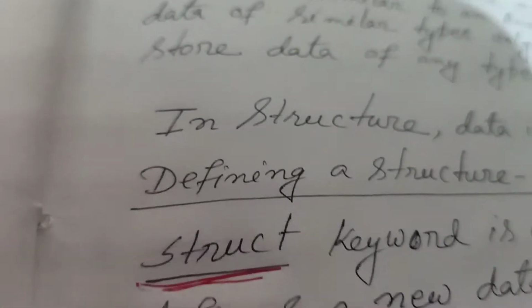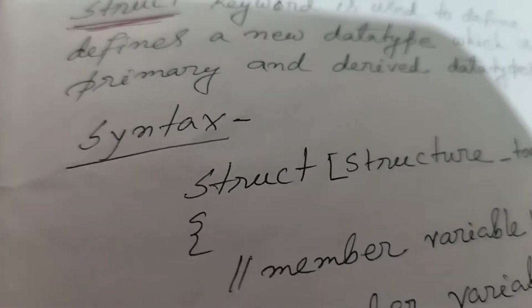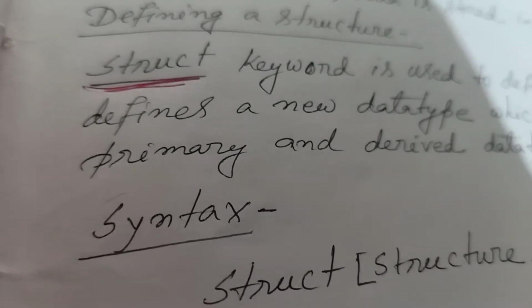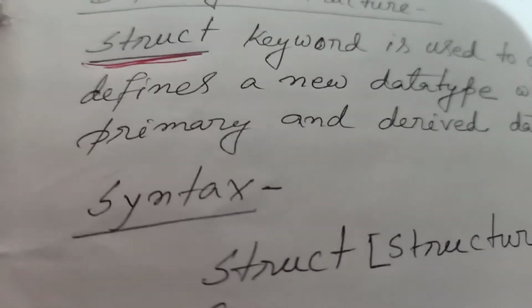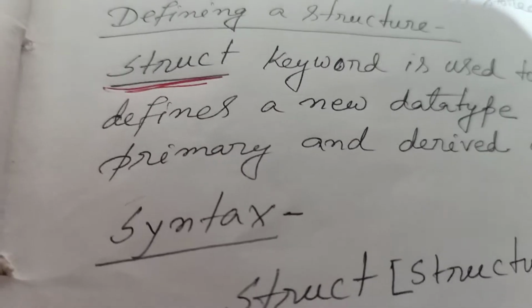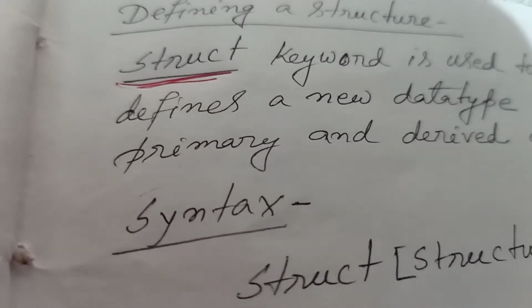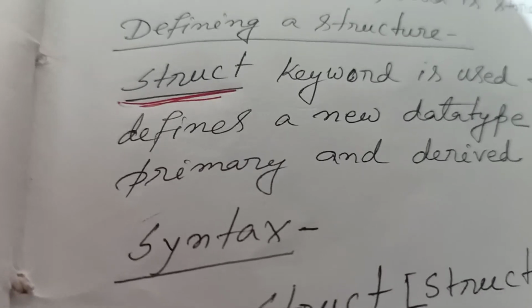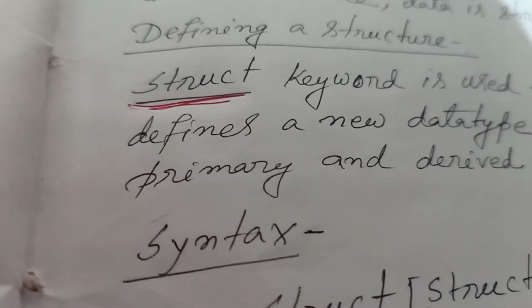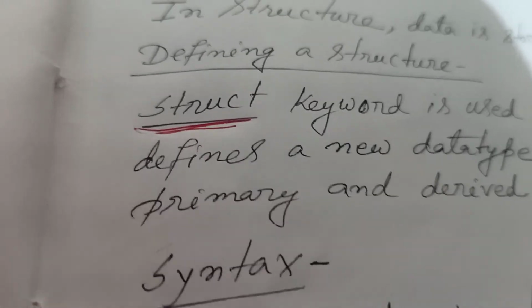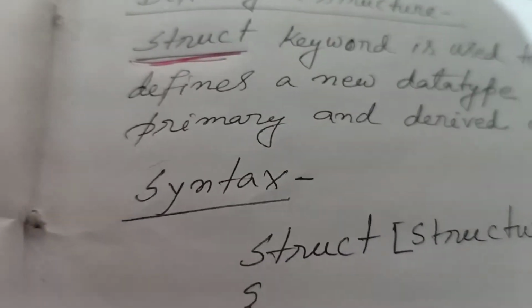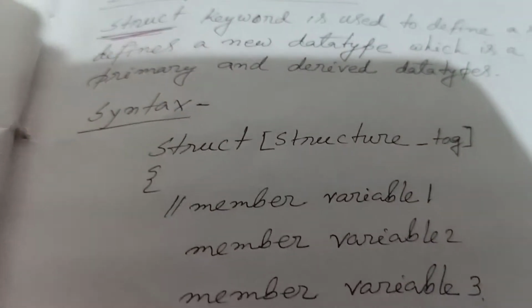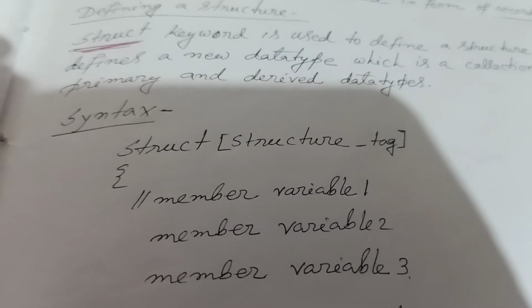Primary data types are integer, float, character, double, etc. Okay. And derived is array. Okay. It may be character array, it may be integer array. When we are using the array, all the elements within an array are of similar type. So array is a derived data type from primary data type. Okay.